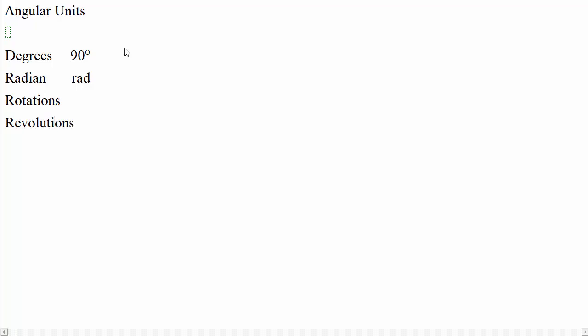Rotations and revolutions are often used interchangeably. Technically, the difference between them is that a rotation is something that spins on its own axis. For example, the Earth spins on its own axis once a day. It makes one rotation a day. And a revolution is when one object goes around another object. For example, Earth goes around the Sun in 365 days. A revolution is 365 days. But often these terms are used interchangeably.